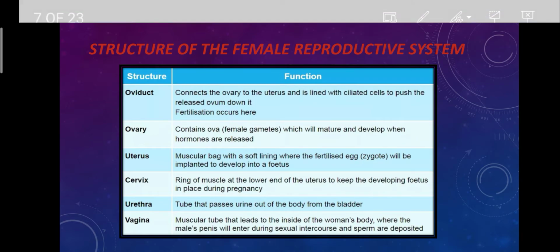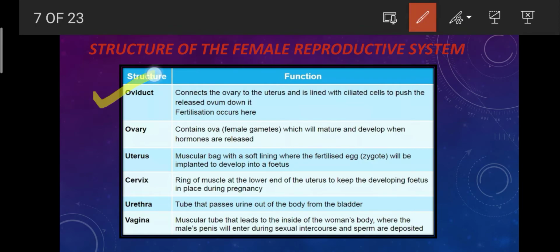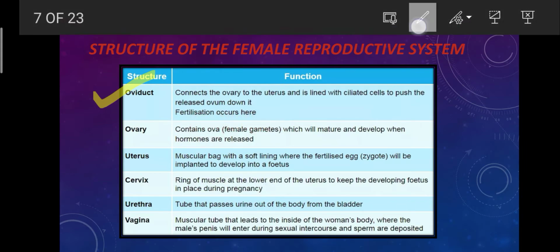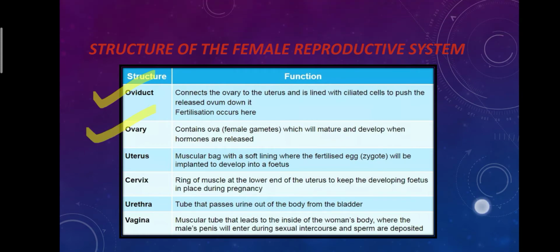The first structure is the oviduct. The oviduct is a structure that connects the ovary to the uterus and is lined with ciliated cells to push the released ovum down. Fertilization also occurs here. The second structure is the ovary. The ovary contains ova, which are the female gametes, which will mature and develop when hormones are released.